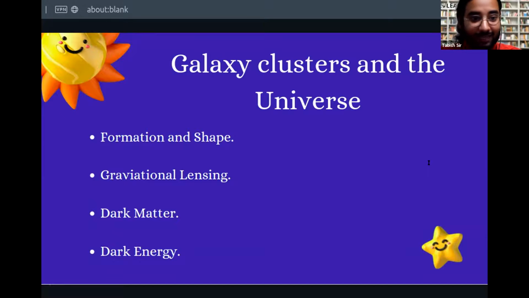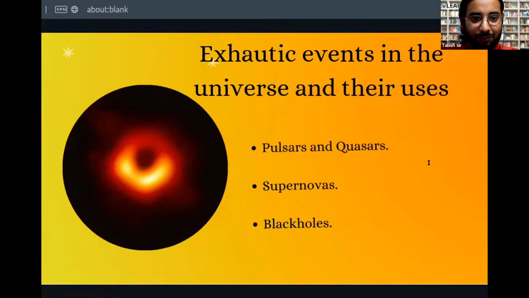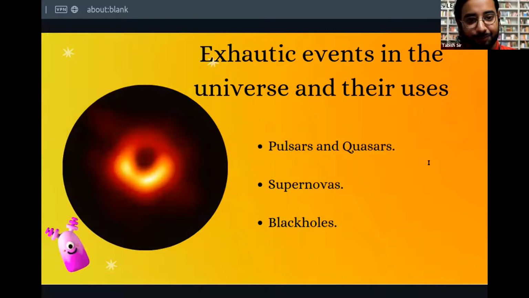From there, we'll actually get our hints of dark matter and dark energy, and that is where we'll take our conversation from there. We'll talk about dark matter and dark energy, what we speculate these things are, what we know about these things, and what we do not know. So we'll get some future projects as well, maybe from this course. And finally, we're going to talk about some exotic events in the universe and their uses as well.